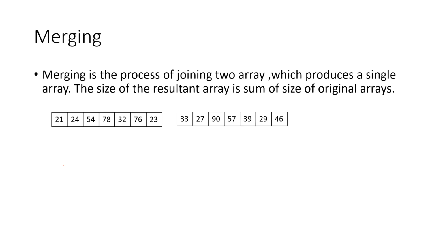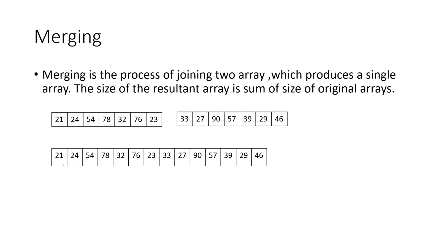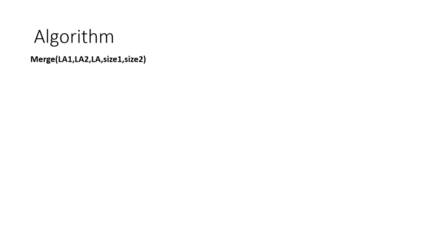As you can see, two arrays LA1, LA2, when merged, the second array elements are copied after the first elements in the resultant array. First, we have to copy the first array, then place all the elements of the second array. The size of this array is the sum of the size of the two arrays. The first array has 7 elements, the second array has 7 elements. The resultant has 14 elements. That is the result. Now we'll see how that can be coded.